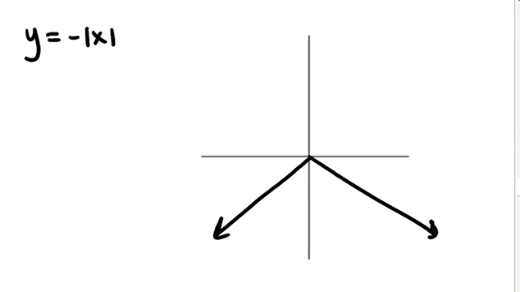So over here, if you were asked to sketch the graph of y equals negative absolute value x, well, you would know, you'd be able to do that real quick. You could say it's just an upside down V. Okay. We can do that.